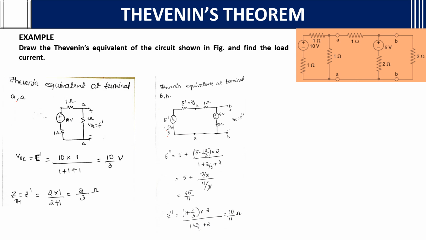Then Z double dash, how will you get? If you see, these two are in series, 2 by 3 and 1, so I have added them up. If you see, this whole circuit is in parallel with the 2 ohms.